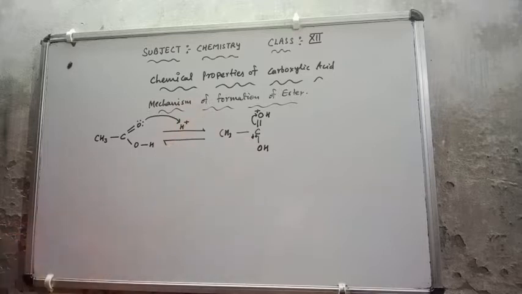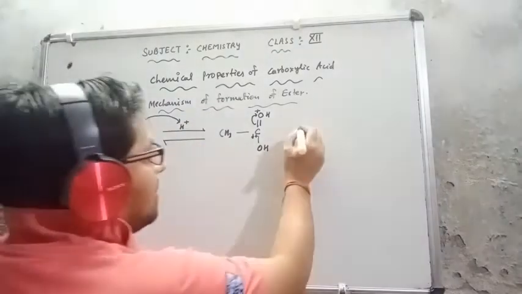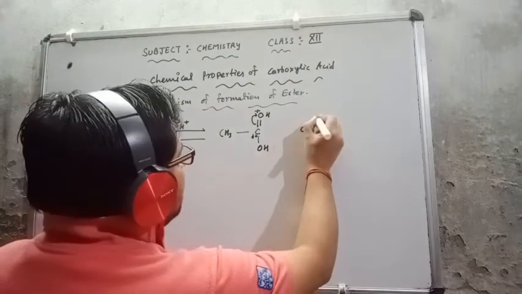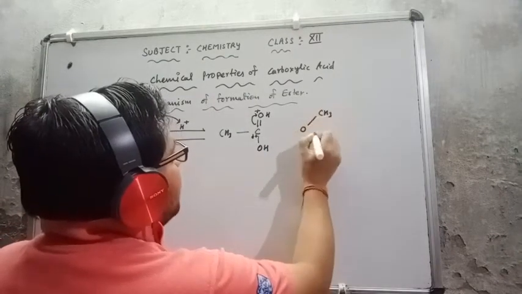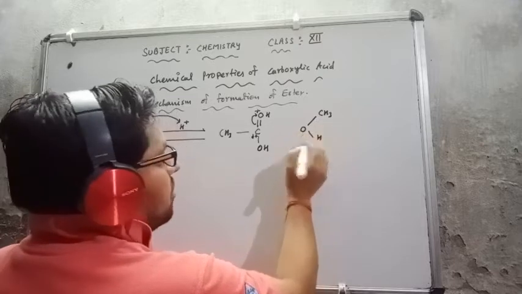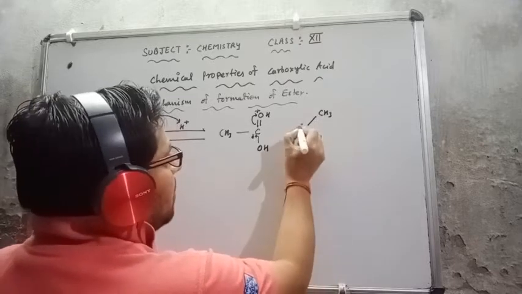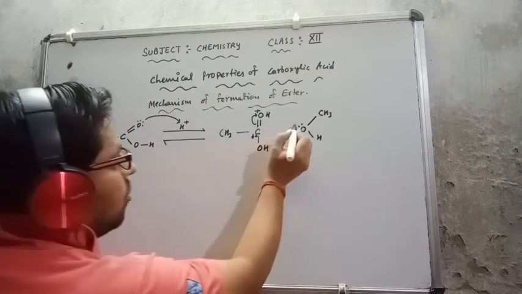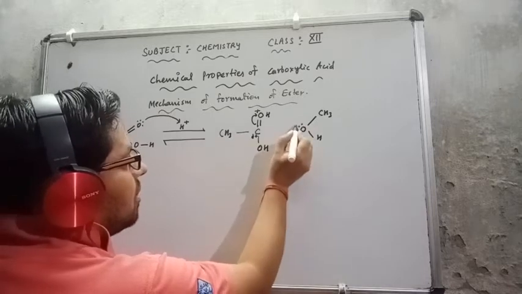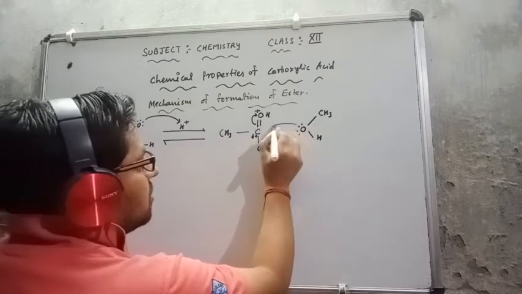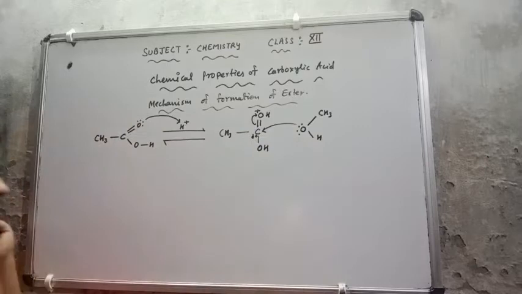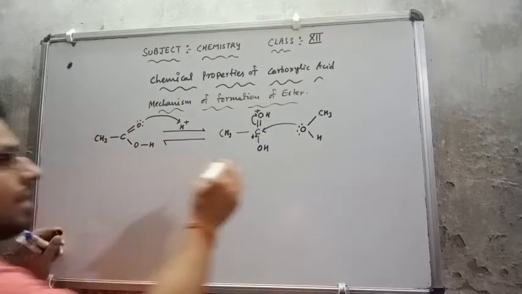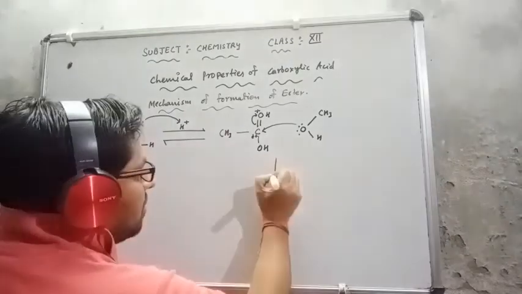The alcohol I have here is CH3 single bond OH, so I have taken CH3OH here. The lone pair is available on this oxygen, so this electron lone pair will be given to this electron-seeking carbon, which needs it. So it will be given to this.